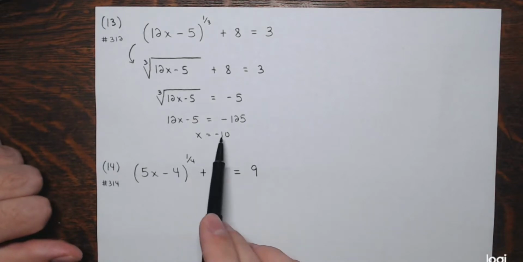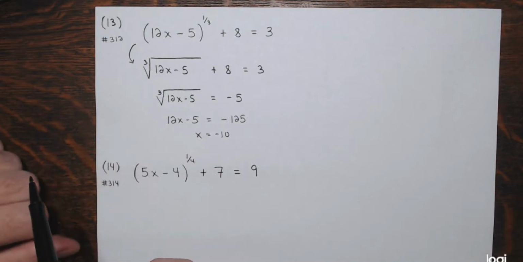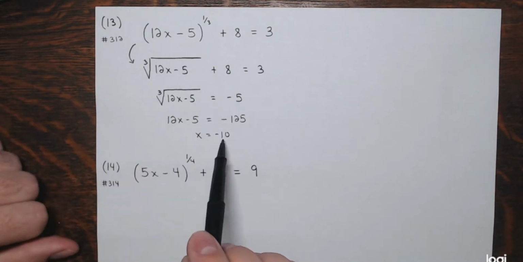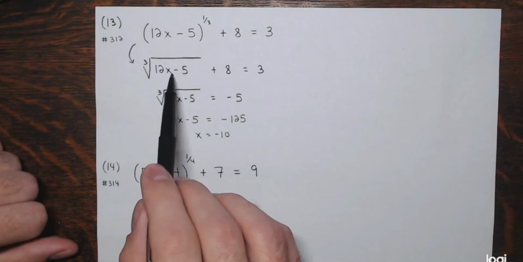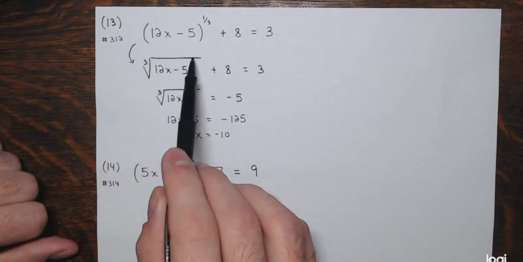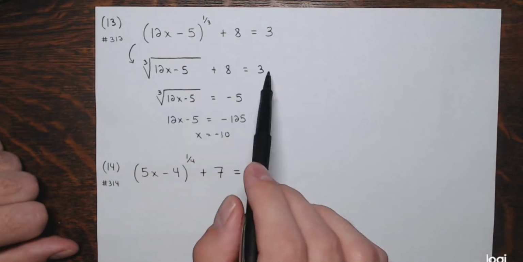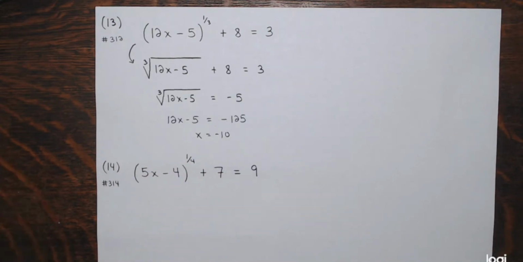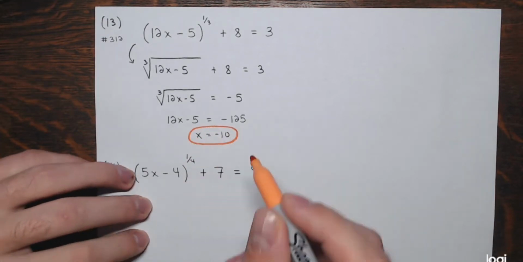And then check it, again, either here or here, they're the same equation. 12 times negative 10 is negative 120, minus 5 is negative 125. The cube root of negative 125 is negative 5. Negative 5 plus 8 is indeed 3. You'd have 3 equals 3. So negative 10 works. Wonderful.